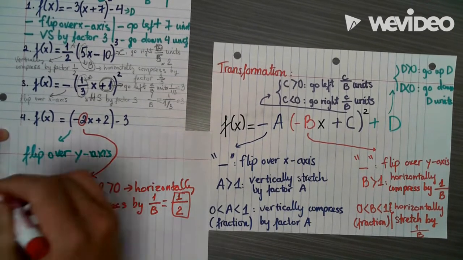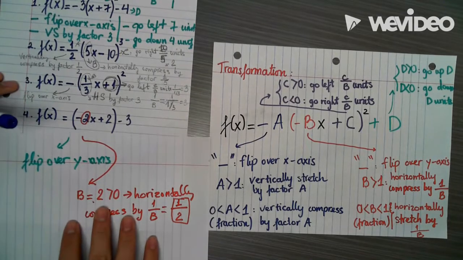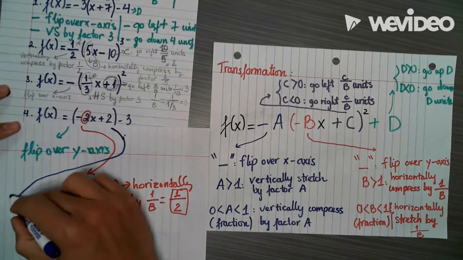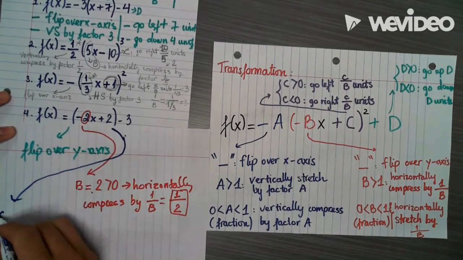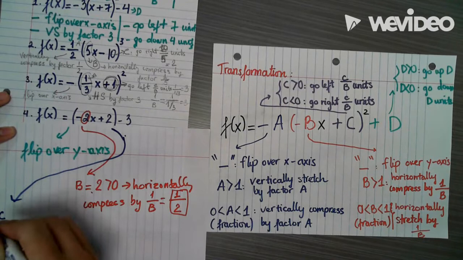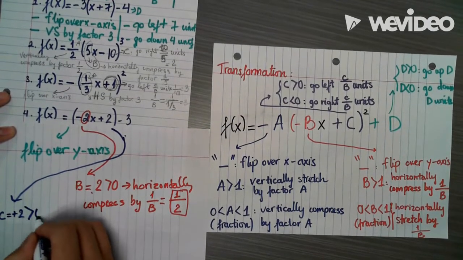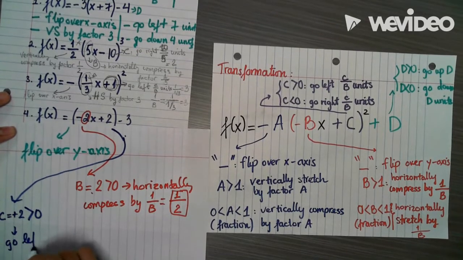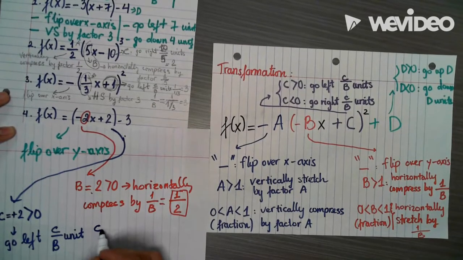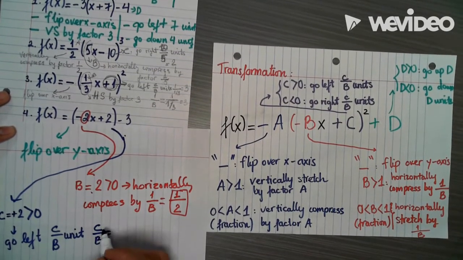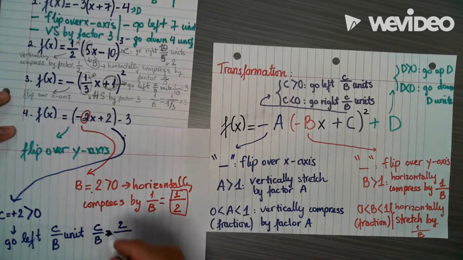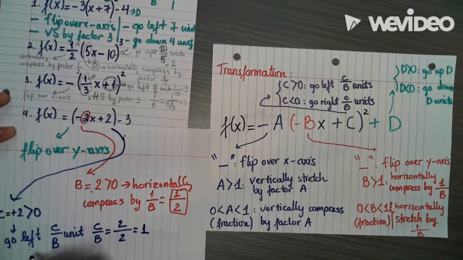What else? We have number 2 here. This is my number 2. Let me write it here. My number 2 is C, right? Because it's inside the parentheses, so it is C. Where is C? C is here. And plus 2 is bigger than 0, so it will go left what? C over B unit, right? My C over B, C is 2, divided by B, B is 2, so it is 1. So go left 1 unit.